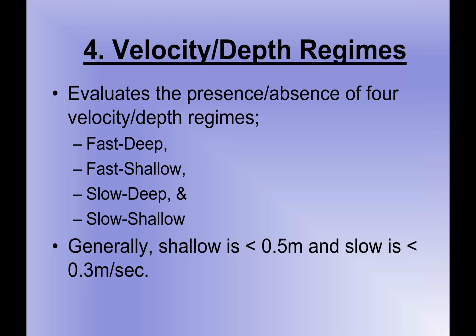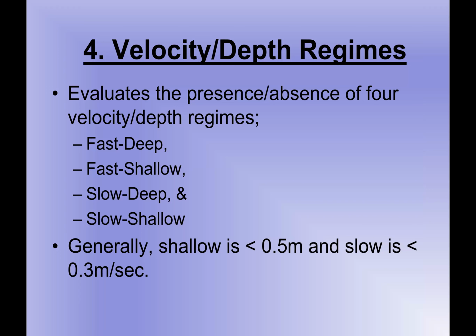So velocities and depth regime. These are fairly easy to assess, but something we don't always think about. Just like not everybody lives in a town or in an apartment, we all live in different environments. And macroinvertebrates and fish need different environments. They need different types of presence of those environments.